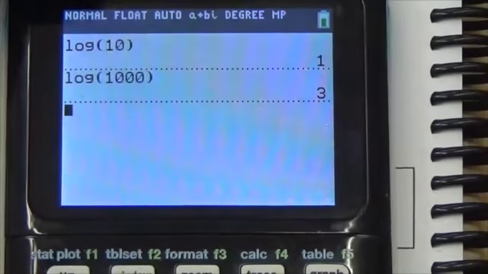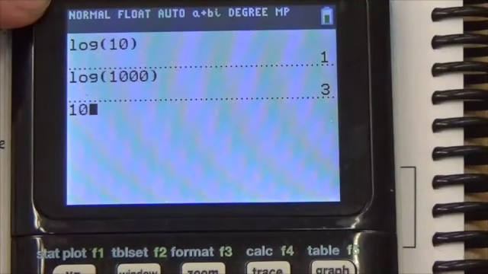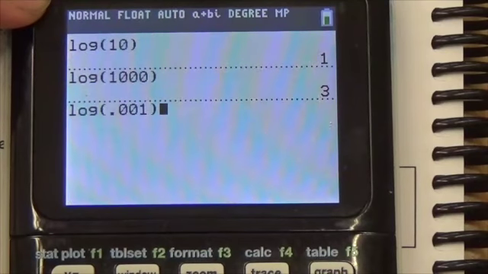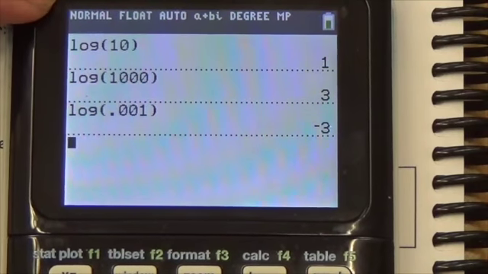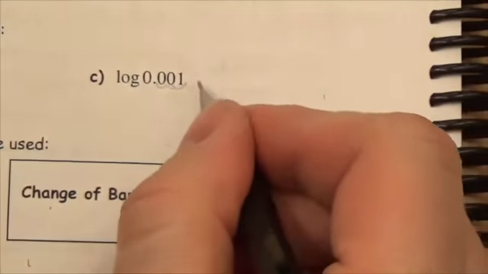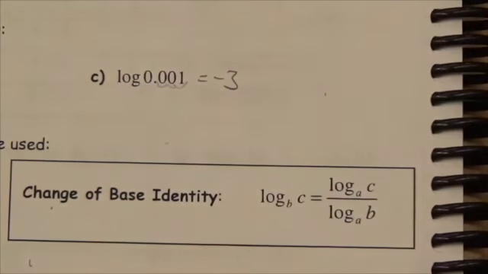Let's go to the calculator here. Whoops, not 10 to the negative 3, we're going to do log. Log of 0.001, and there it is. That's what we're looking for, negative 3. So this is going to equal negative 3. Good.